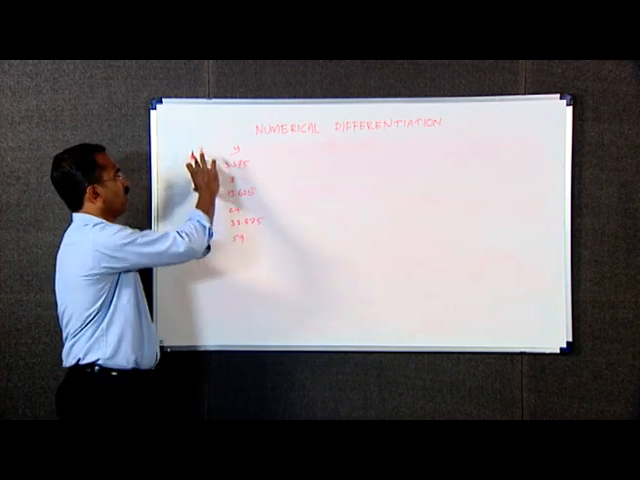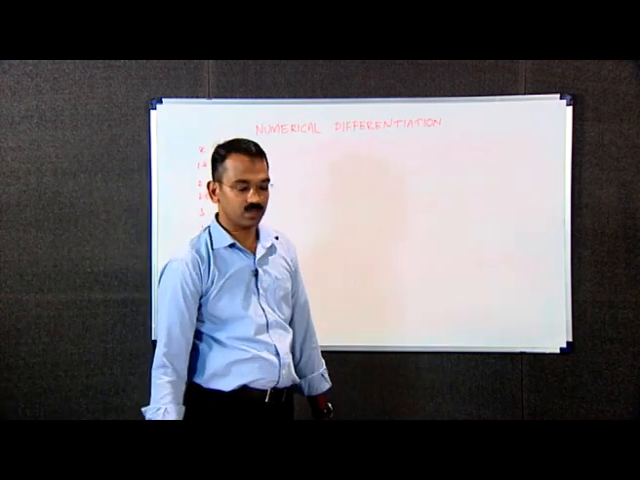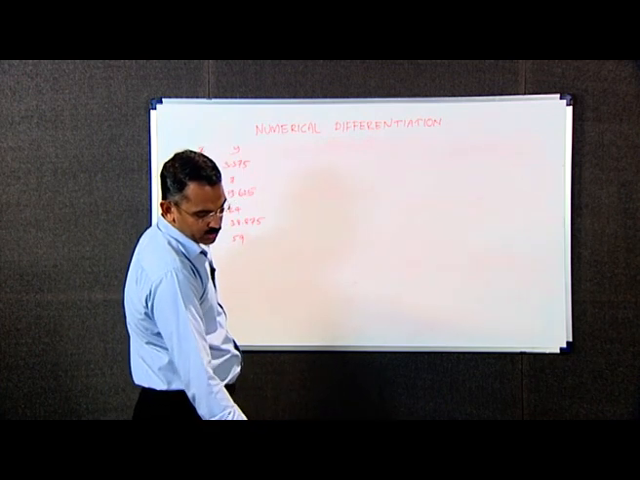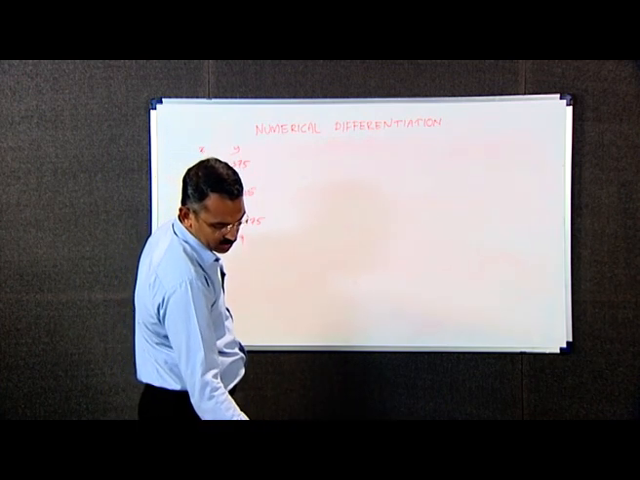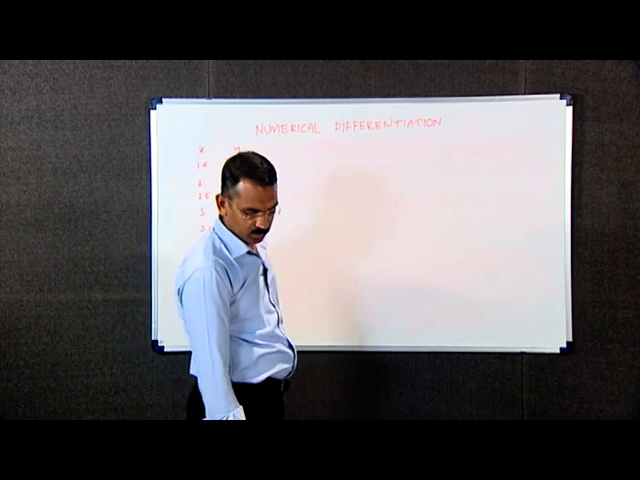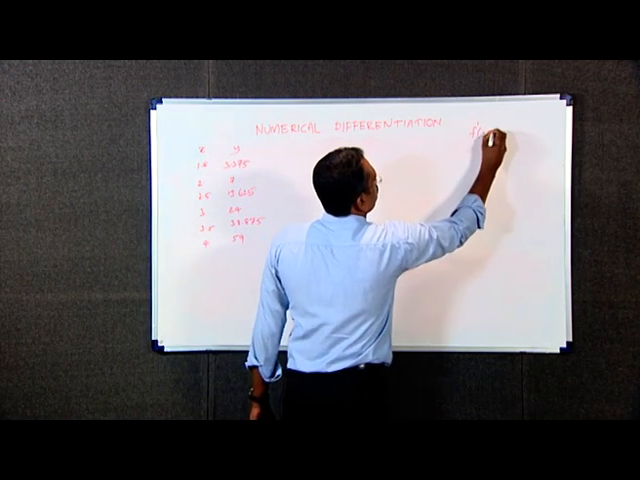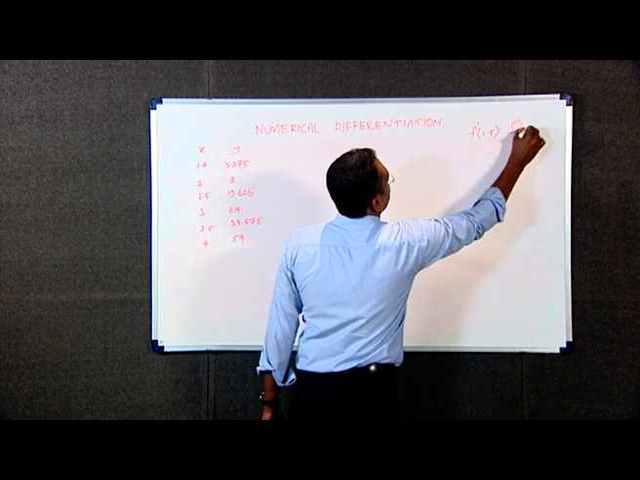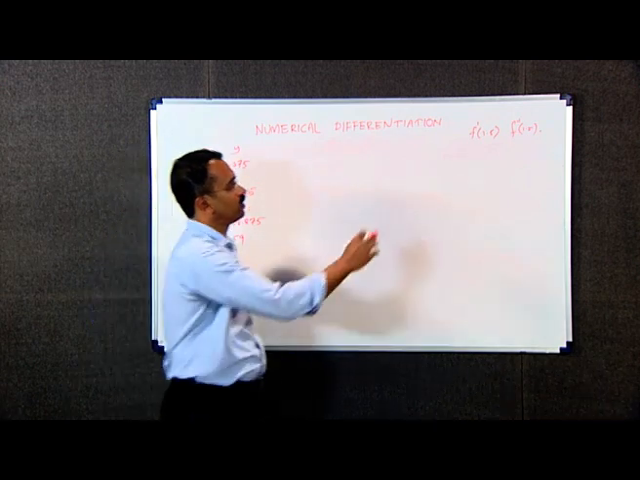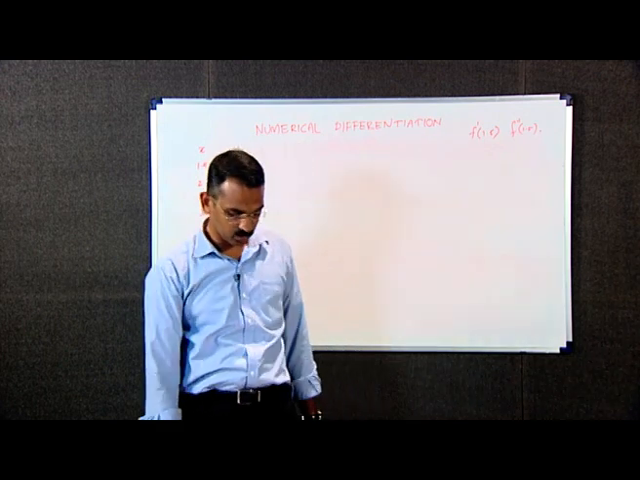Here the arguments are equally spaced. Therefore, we can use the forward interpolation formula. We have to evaluate f dash of x and f double dash of x at x equal to 1.5. That is, we have to evaluate the values of the first derivative and second derivative at 1.5.